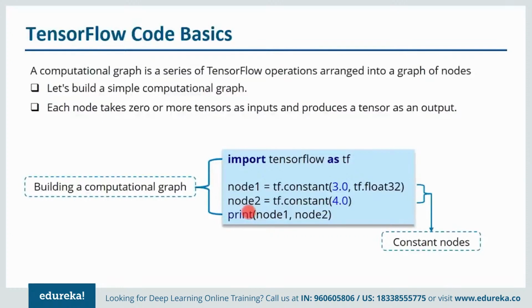So this is basically what a computational graph is. We have built a computational graph, and in this graph each node takes 0 or more tensors as inputs and produces a tensor as an output. And one type of node is a constant, that I've told you earlier as well. These TensorFlow constants take no inputs and output a value which is stored internally. Now what I'll do, I'll actually execute this in my PyCharm. So for that I'll open it.